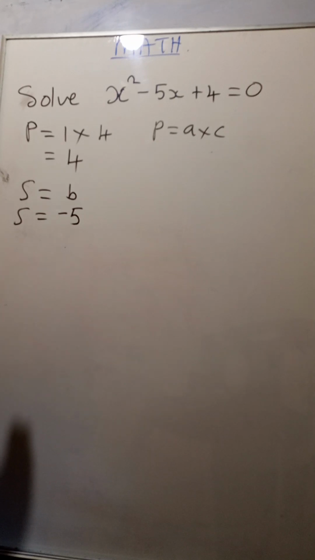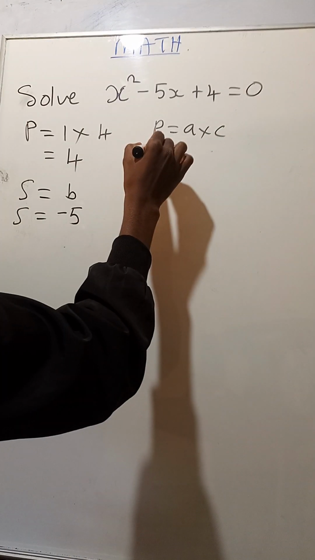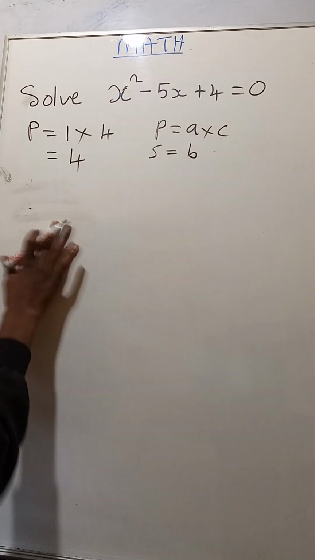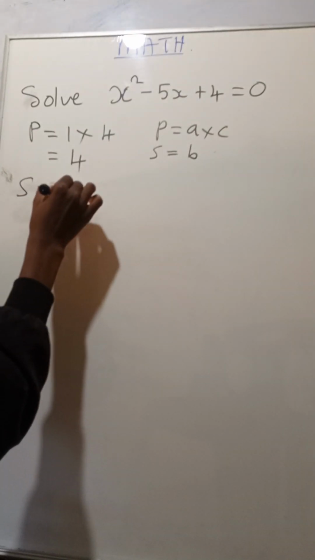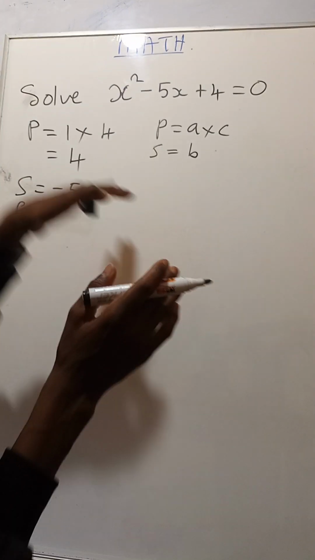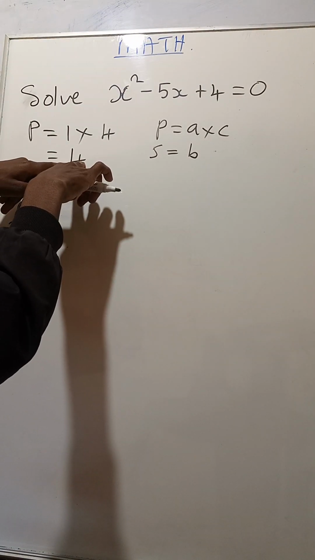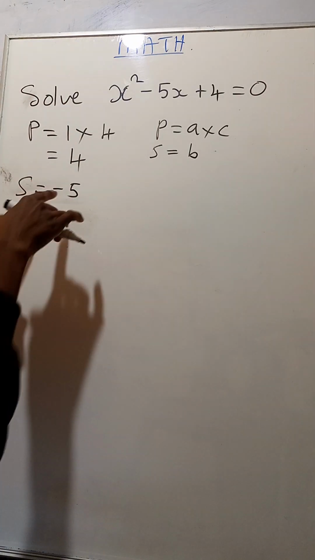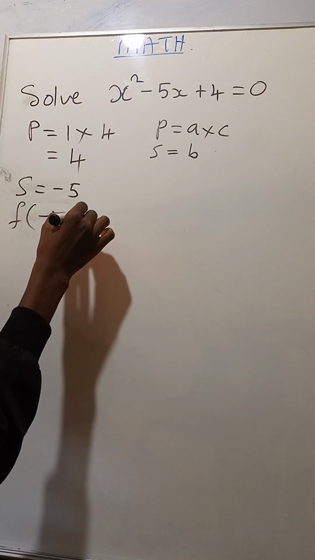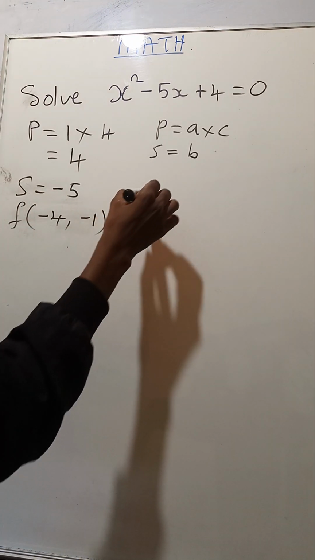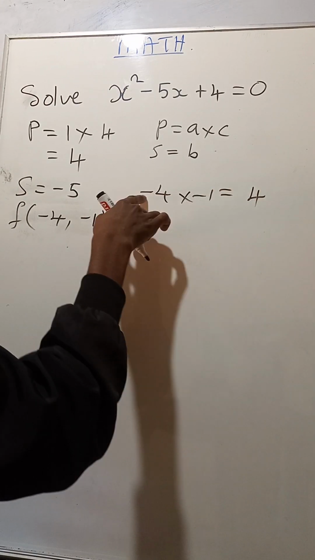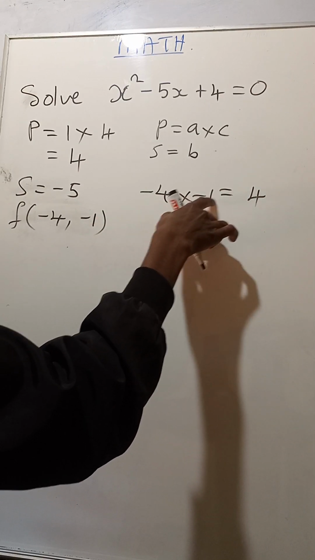I need to find the factors now. The sum is always b, so we've got our sum equal to negative 5 in this case. Then for our factors, I have to find two numbers that multiply to give me 4, and when I add them, I get negative 5, of which I'm going to have negative 4 and negative 1. I know that negative 4 times negative 1 is 4, because negative times negative is positive.